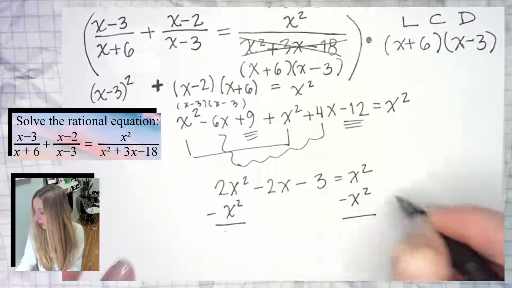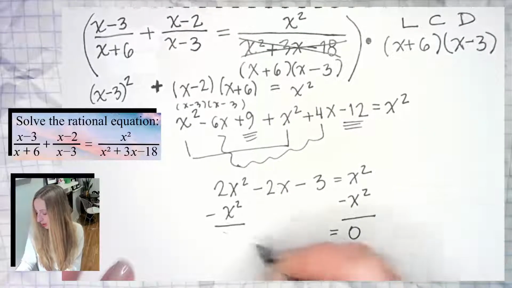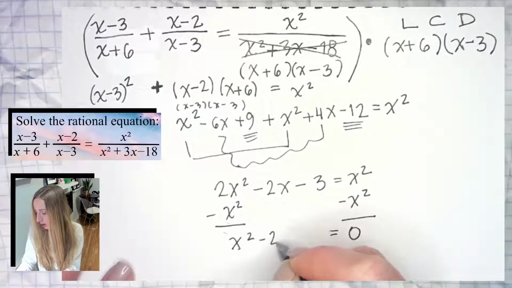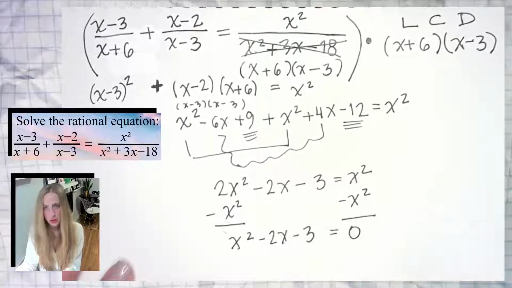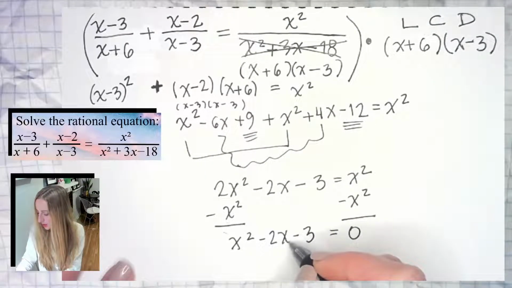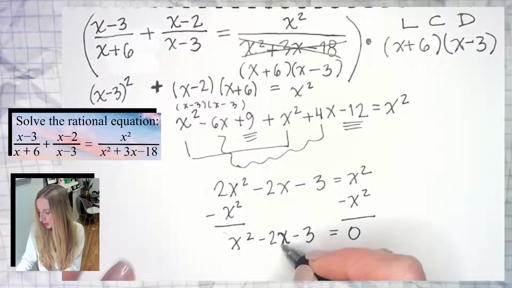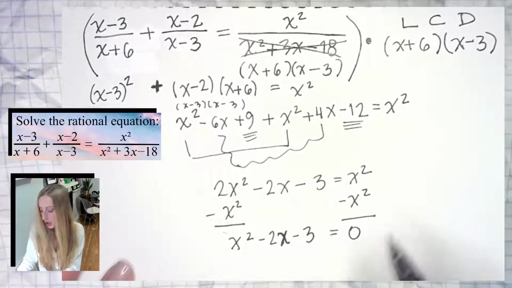Why do we get it equal to 0? Well, because you're solving a polynomial equation, of course. Duh. So here we are. How do we solve polynomial equations? We get them equal to 0, and then we factor and solve.